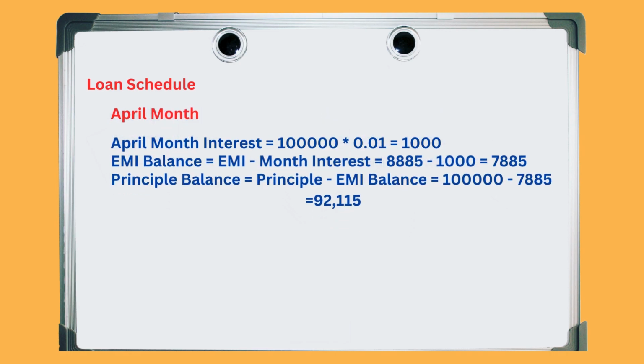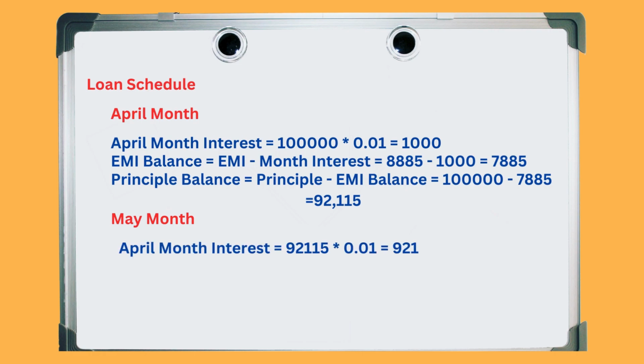When you're paying the second EMI on May 1st, you're paying the same EMI amount, 8885. So when you're paying the 8885 rupees, we have to calculate the interest not for the 1 lakh, because we have already paid some amount from the principal. So now the principal will become 92,115. So we have to calculate the interest for this 92,115 rupees with the monthly rate of interest, that is nothing but the 0.01. So it will come around 921 rupees.